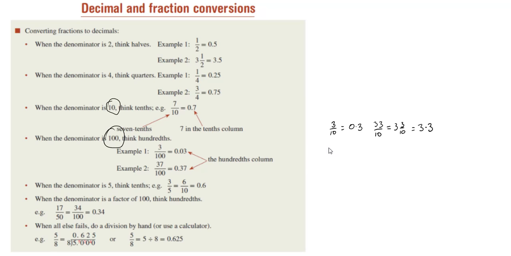Now, if it's 100, well, if I had 16 over 100, very simply, we have to have two numbers after the decimal place because it's out of 100. So the answer would be 0.16. But if it was 3 over 100, we're still required two places after the decimal point, but we only have one number. So what we do is we fill in the rest of the places with zeros. So we have to have 0.03. We can't have 0.3 because that would be like having 30. Alright, so that would be wrong.